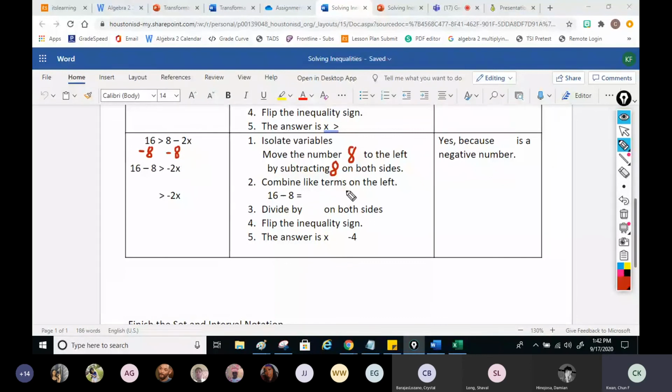Second step, combine like terms on the left. 16 minus 8 is 8. So right here, I want you to figure out what's that, 16?